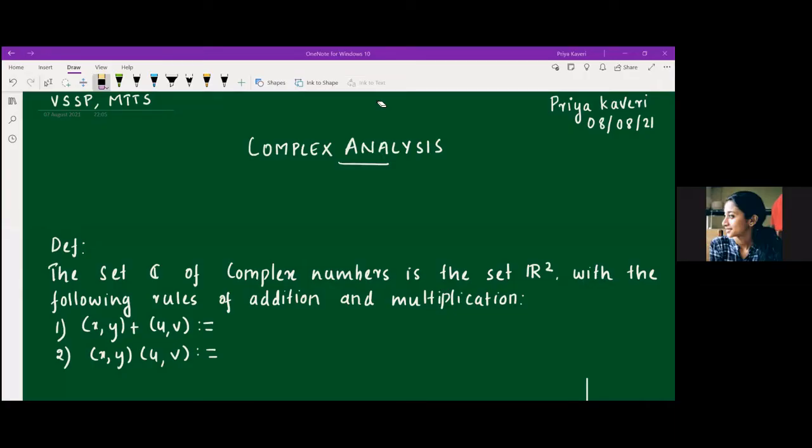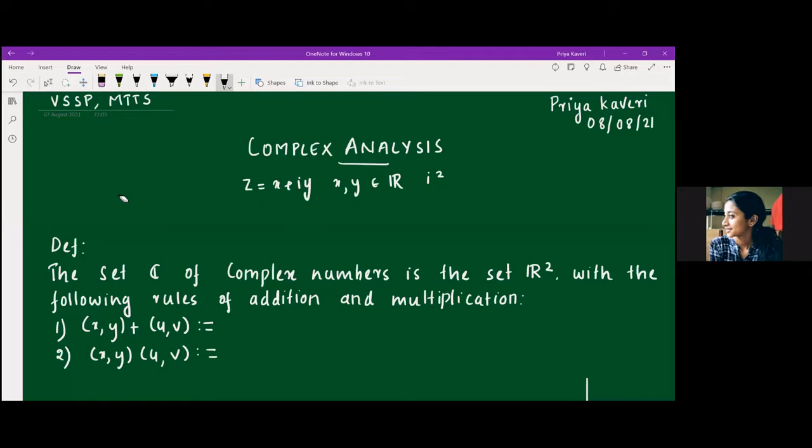Good morning all. Let's start. You might have seen a complex number z. z can be written in x plus iy form, where x and y are in R, and i is an imaginary number such that i squared is -1. So we will start by giving a meaning to this notation.